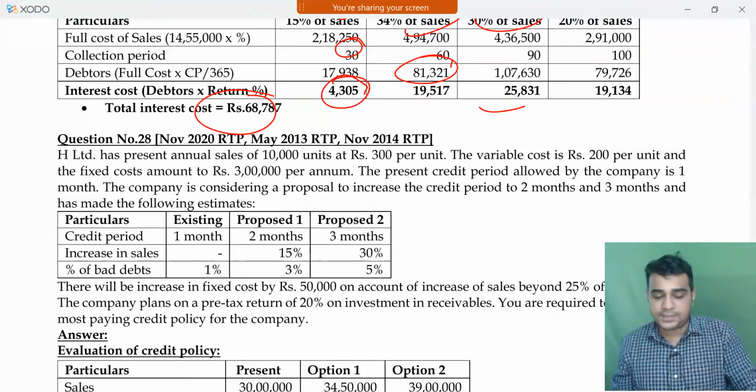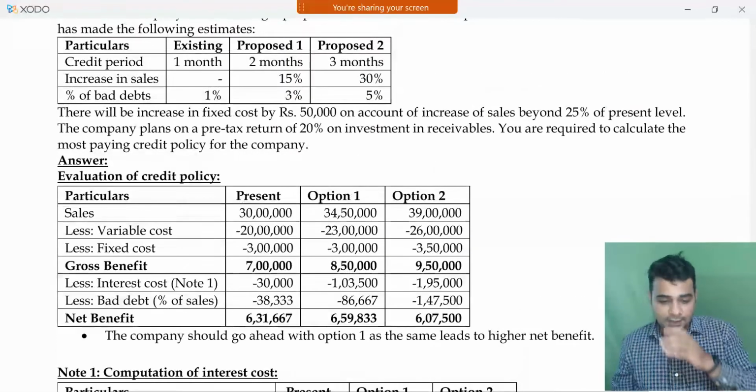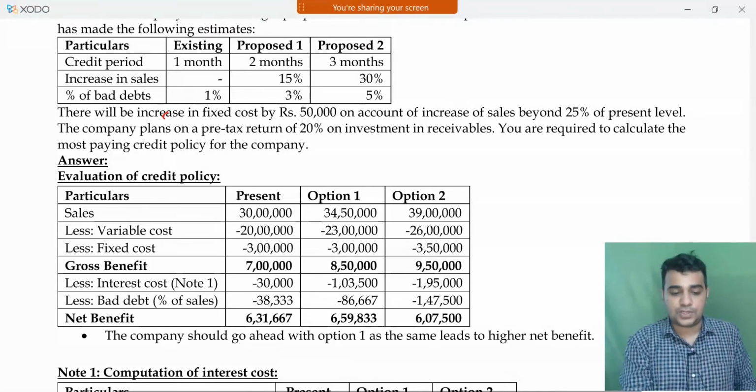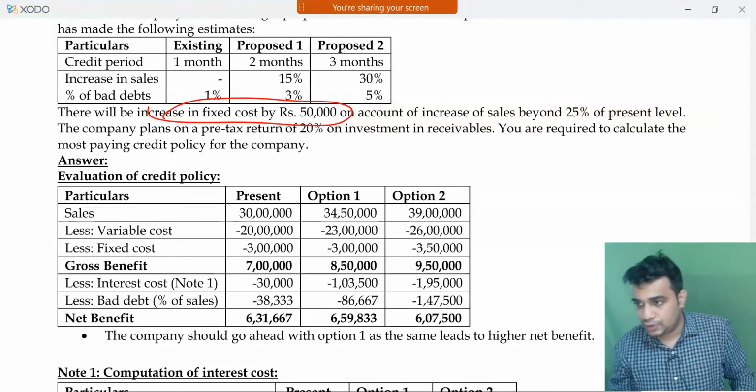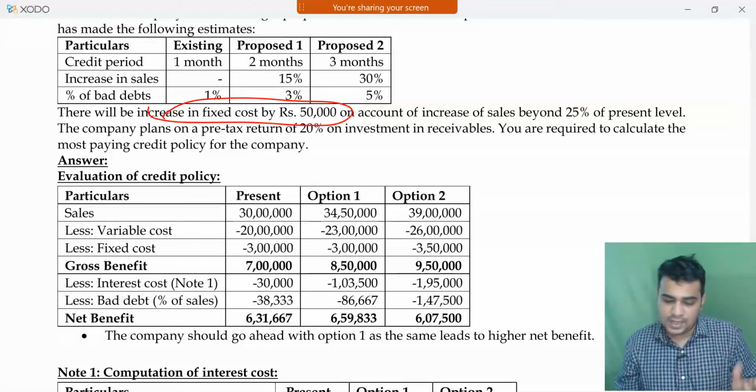It is going to be pretty much the same format which we had done. You'll put it in the format. The only thing is this question also has some increase in fixed cost, so you'll have to give effect to that as well. Normally fixed cost is written as the same amount. This question talks about some change in fixed cost.